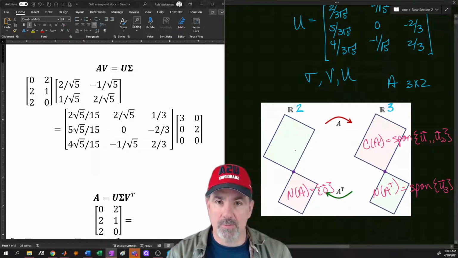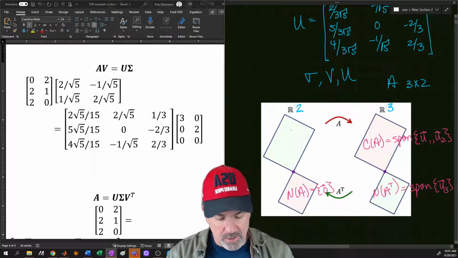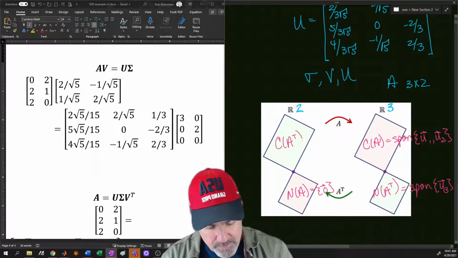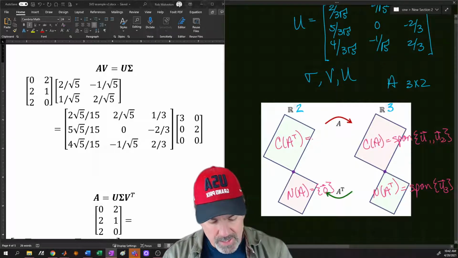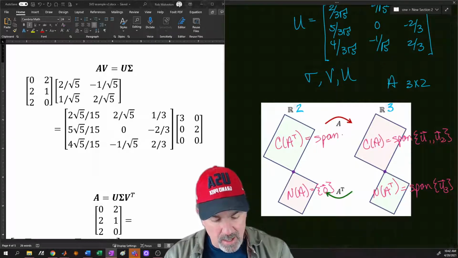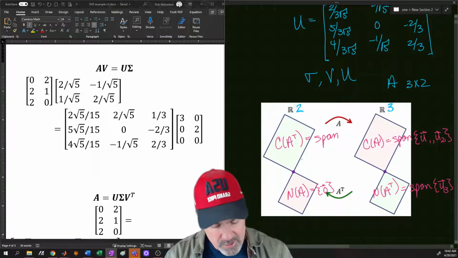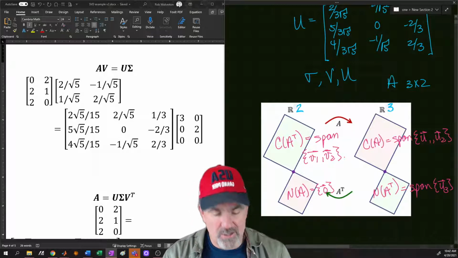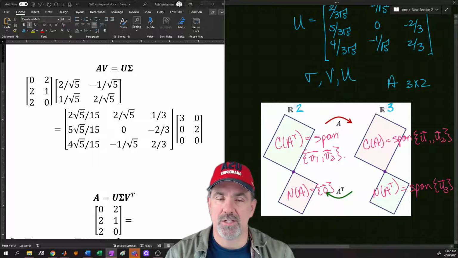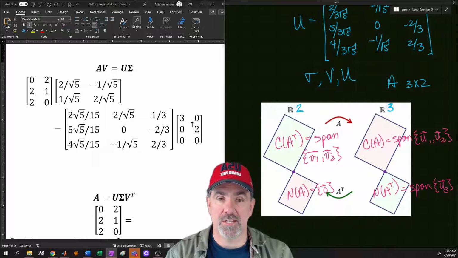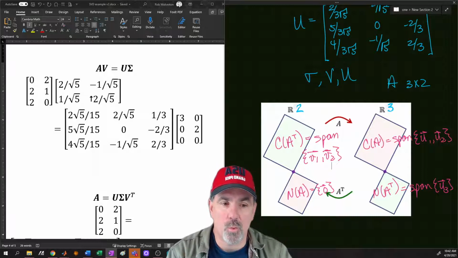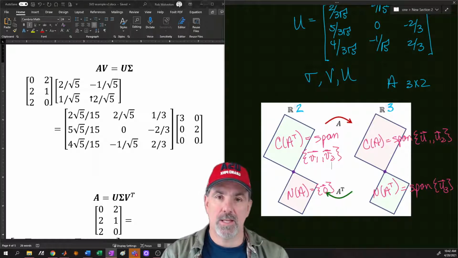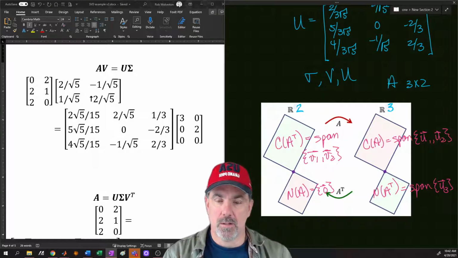And then, of course, the column space of A transpose, which is the row space of A, is the span of all of the vectors in V. So this is the span of V1 and V2, all of the vectors in V that are not associated with 0 singular values. So in this case, neither of these columns is associated with a 0 singular value. So from this decomposition, we can find out what the different pieces are in the 4 fundamental subspaces. Let me show you another example.